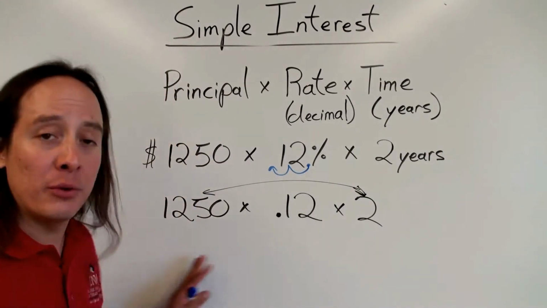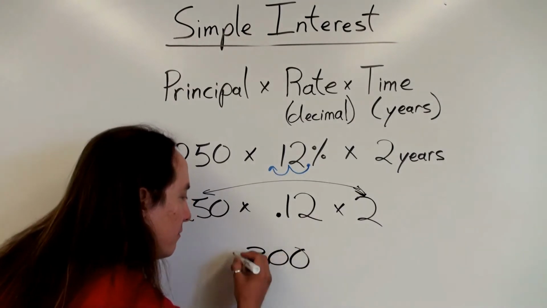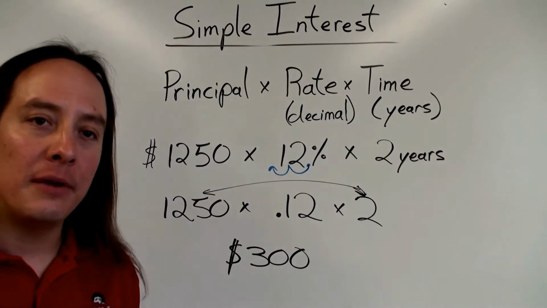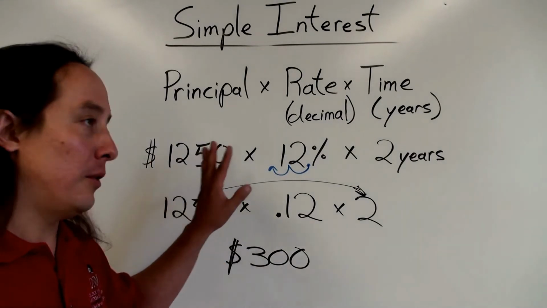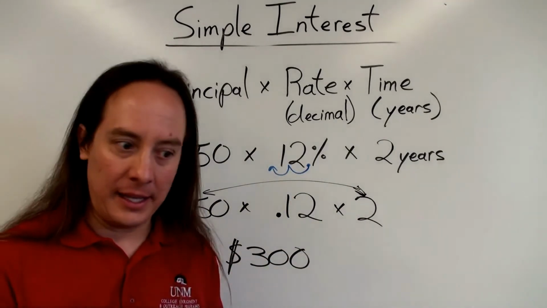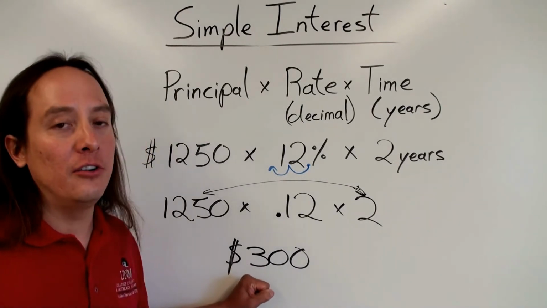But anyway, I did this one earlier. When you multiply all three of those, you should get $300. Okay, so if this is a loan, if we borrowed 1,250 with 12% interest for 2 years, at the end of that loan, when it's due, we're going to owe $300 in interest.